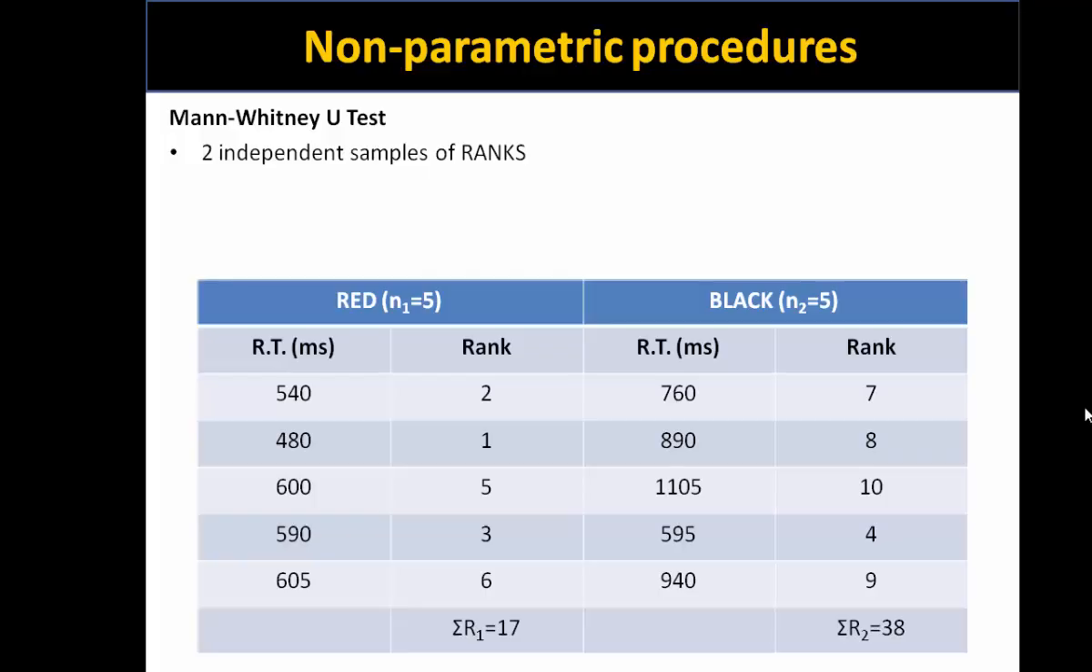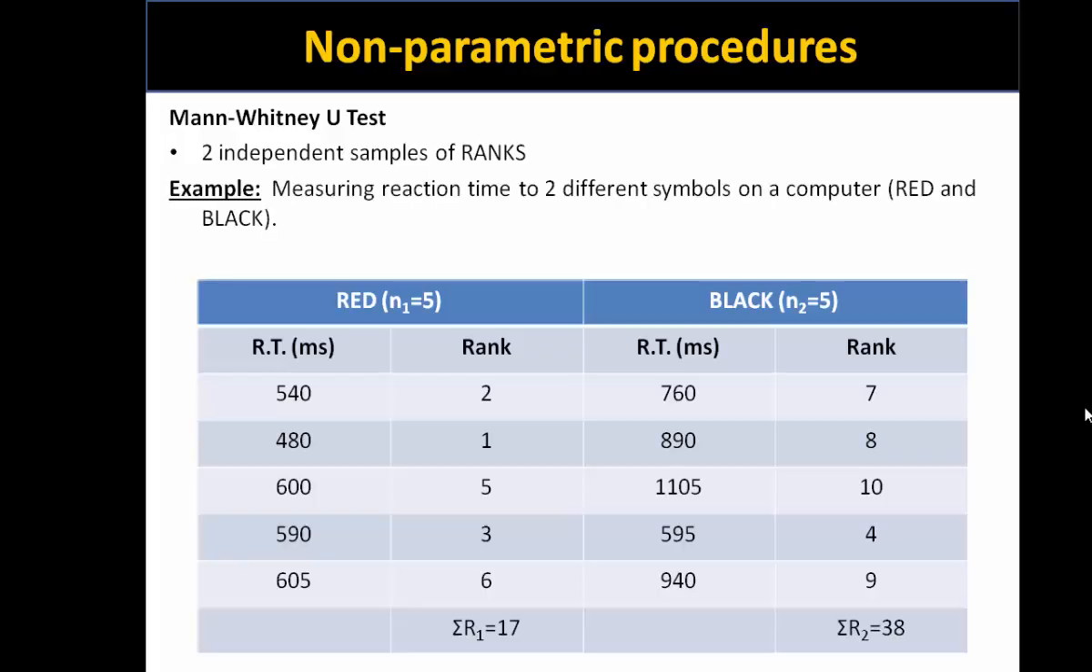And so these represent samples of individuals that were evaluated independent of another group of individuals. So individuals were randomly assigned to two different groups. And in this example, the reaction time to two different colored symbols displayed on a computer screen was evaluated. One group was assessed for their reaction time to a red symbol, and an independent group, a completely separate group of individuals, were evaluated for their reaction time on a computer screen to a black signal.